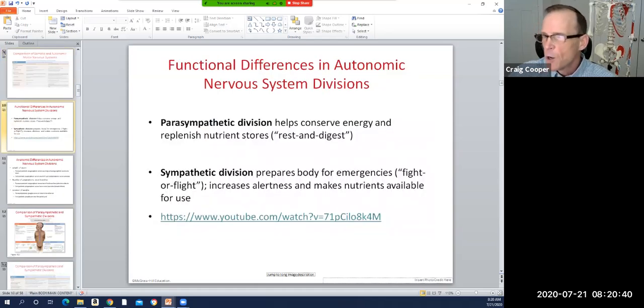All right, so I kind of mentioned these terms already. The rest and digest is our parasympathetic, our fight or flight is our sympathetic.